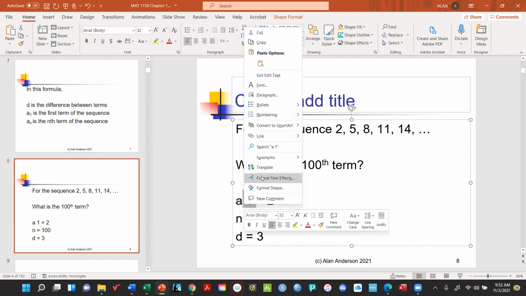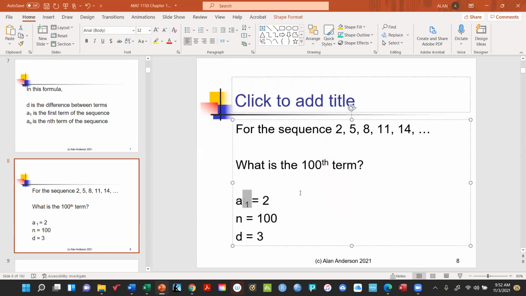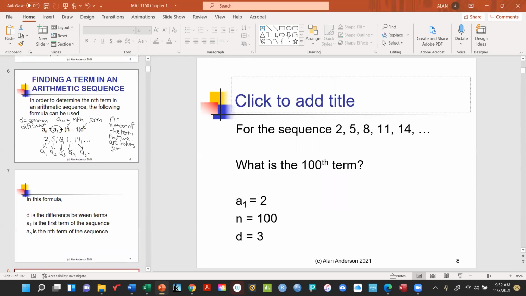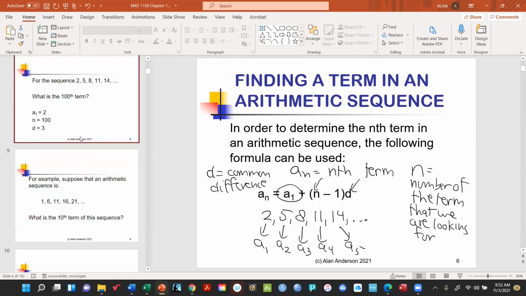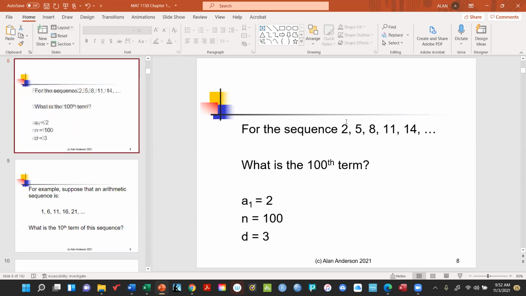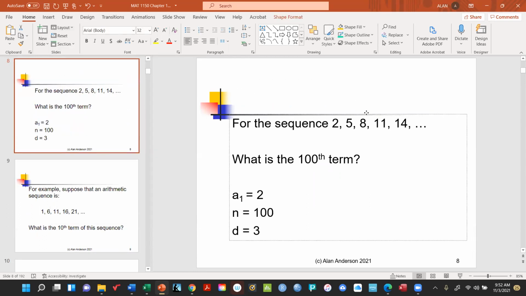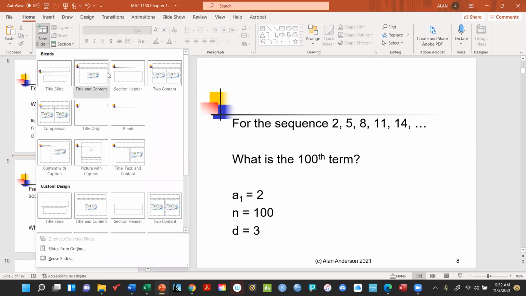All right, so what we're going to do is go get this formula again and make our substitutions. And then we're going to see that the correct answer is 299. Which we already know because of Excel.